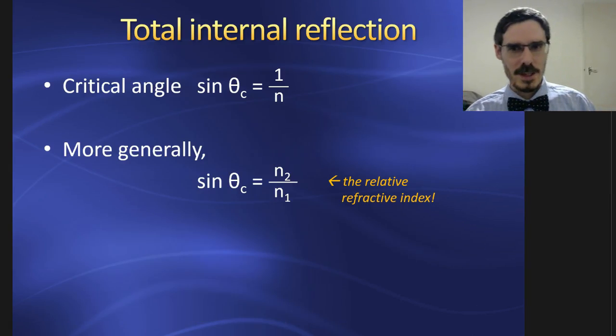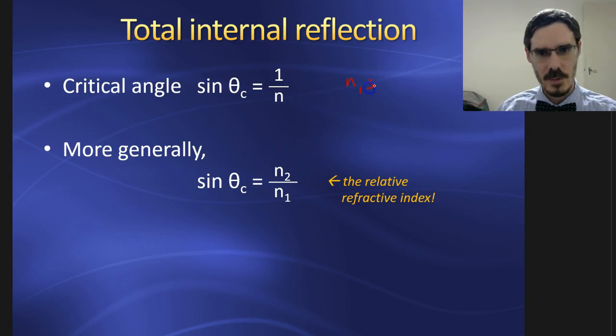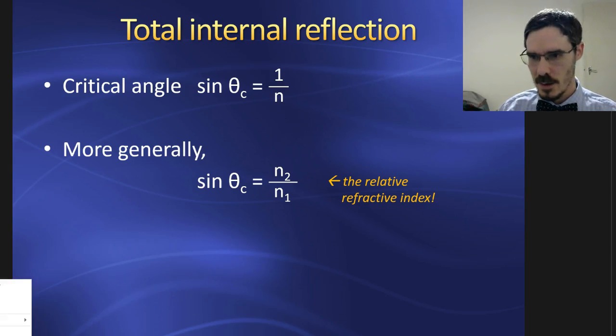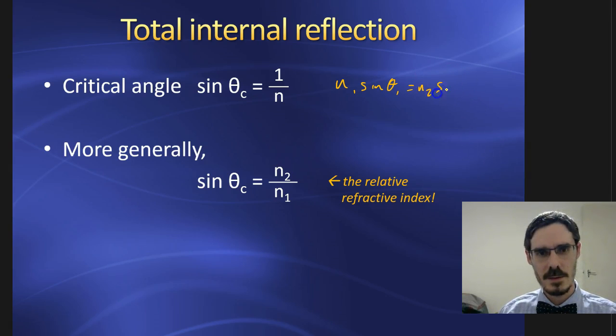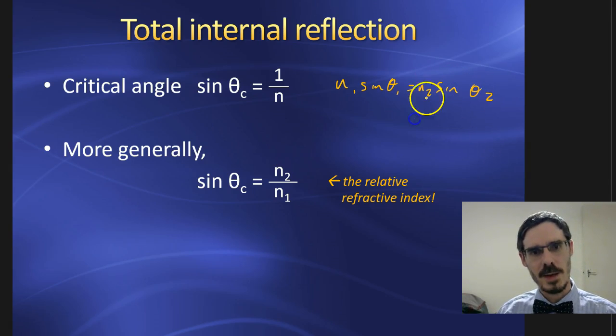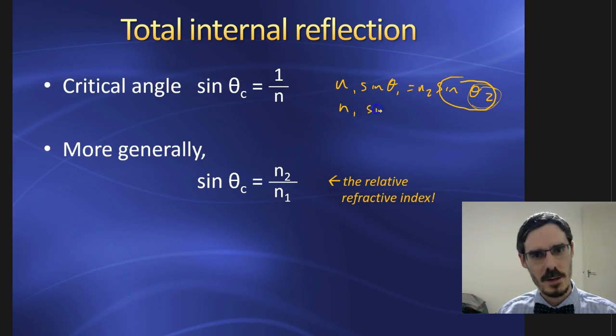So let's look a bit more carefully at that critical angle. Let me remind you where this equation came from. N1 sine theta 1 is N2 sine theta 2. But here, this angle here is 90 degrees. And if that's 90 degrees, then sine of 90 is 1. So I just have N1 sine theta 1 is N2.